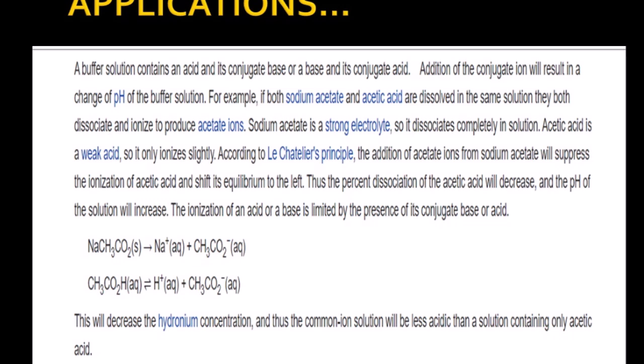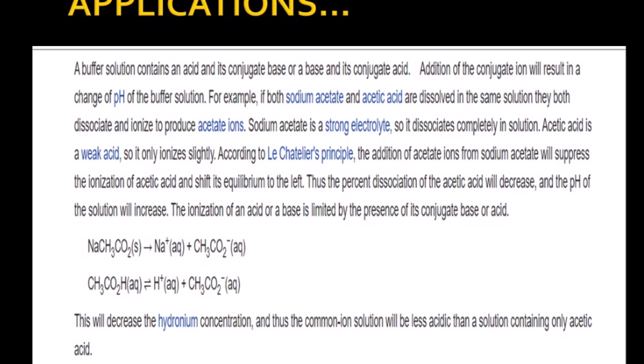According to Le Chatelier's principle, the addition of acetate ions from the sodium acetate will suppress the ionization of acetic acid and shift its equilibrium to the left. Thus the percent dissociation of acetic acid will decrease and the pH of the solution will increase. The ionization of an acid or a base is limited by the presence of its conjugate base or acid. Here we can see below the examples for common ion effect.